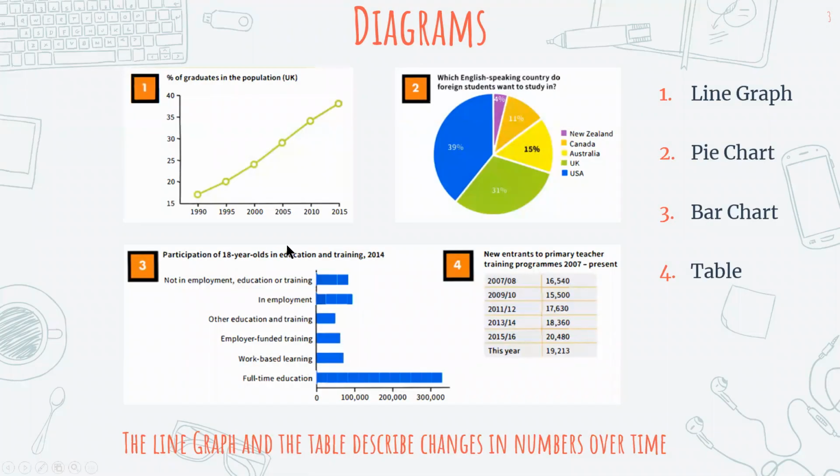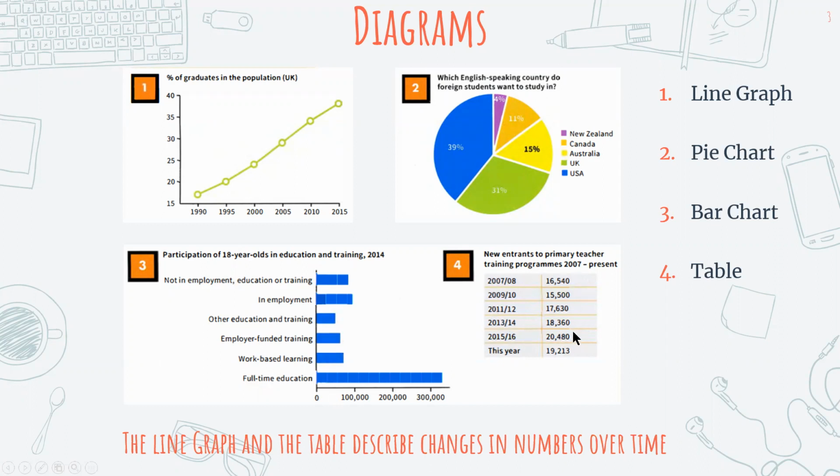Diagrams. These are the kind of diagrams you will find in the exam. The first one is called a line graph, of course, because this is a graph and this is a line, okay? Something is increasing in this line, okay? We will be talking about that soon. Two is called a pie chart because it looks like a pie, okay? Three, it's called a bar chart, okay? Not pie, bar chart, because this is a bar, okay? You have 6 bars, okay?